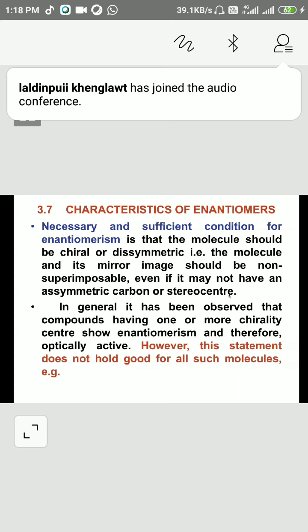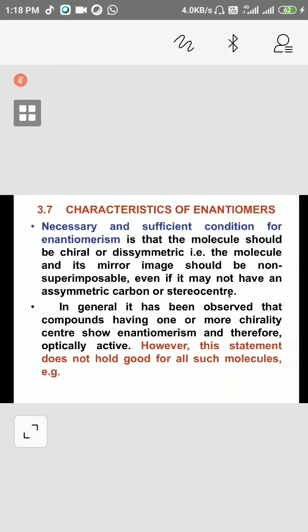So its mirror image should be non-superimposable. This is always there with an optically active molecule. This statement is a kind of universal truth. Having more than one chiral center, they will show enantiomerism and they will be optically active.